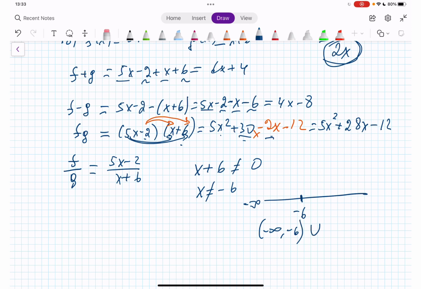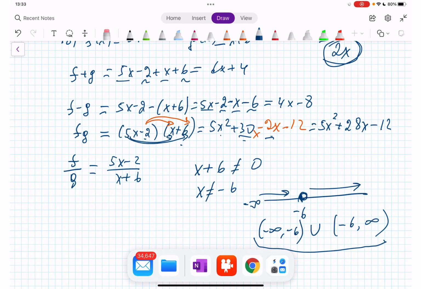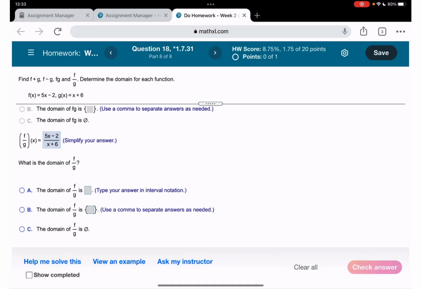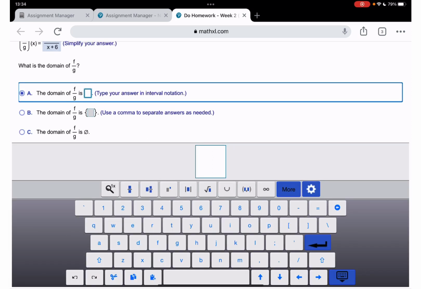And it's going to be from negative infinity to negative 6, and then from negative 6 to positive infinity. Breaking down our domain into pieces. Negative 6 cannot be included, so we put an empty circle, which means it's not included. Therefore, this is going to be our answer. Let's do it. So, it's going to be this one. Let's start.